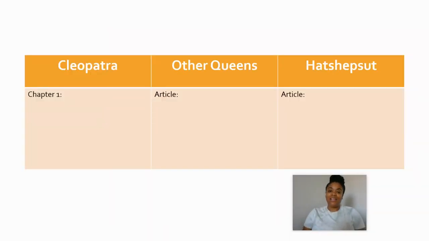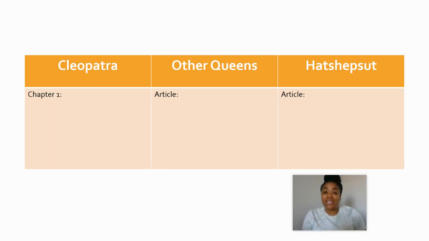So, scholars, in front of you, you should have your chart. This graphic organizer is going to allow us to organize our information so that we are successful when responding to our discussion prompt. Let's first look at Cleopatra. Now, you should have your book in front of you. I want you to go to chapter 1. The reason we're going to chapter 1 is because chapter 1 is the chapter that gives us the best and most descriptions and characterization of Cleopatra.